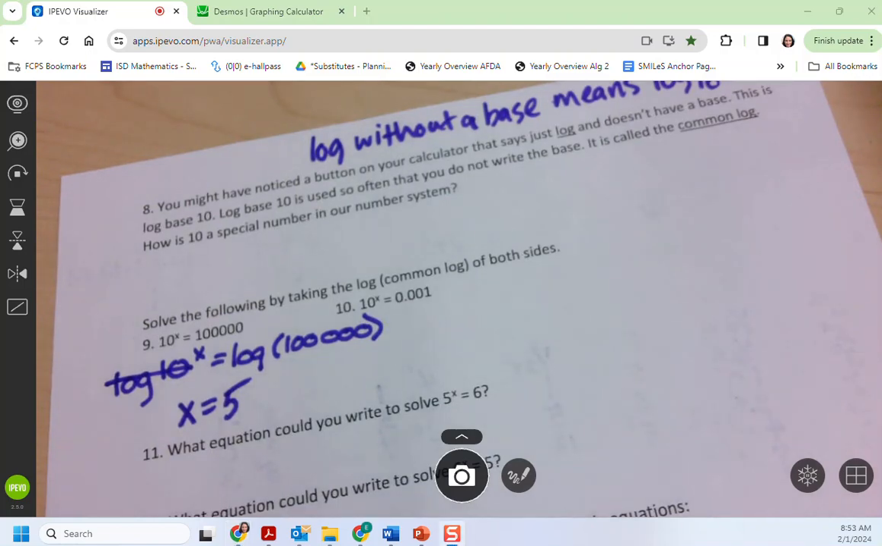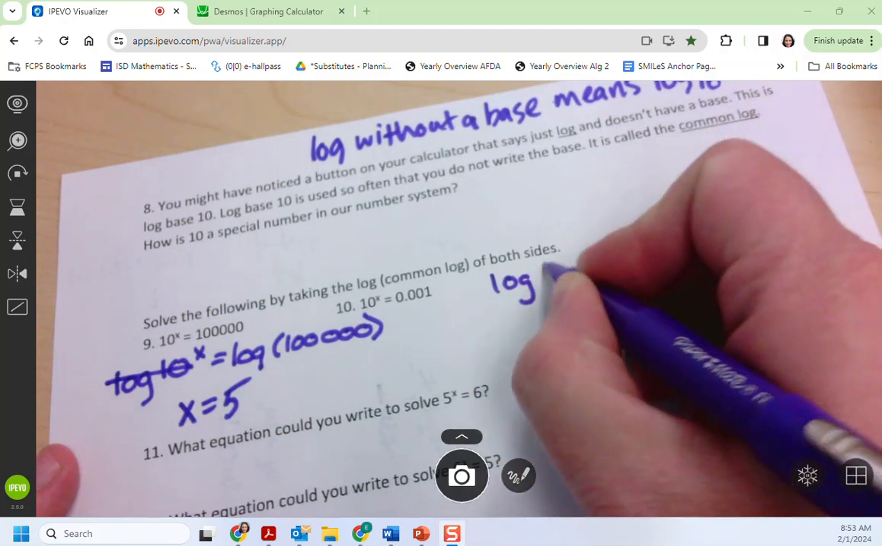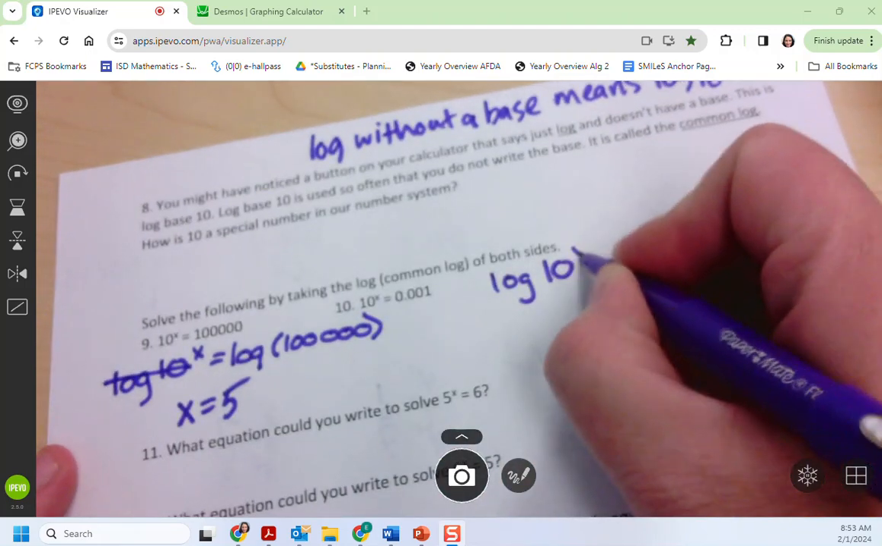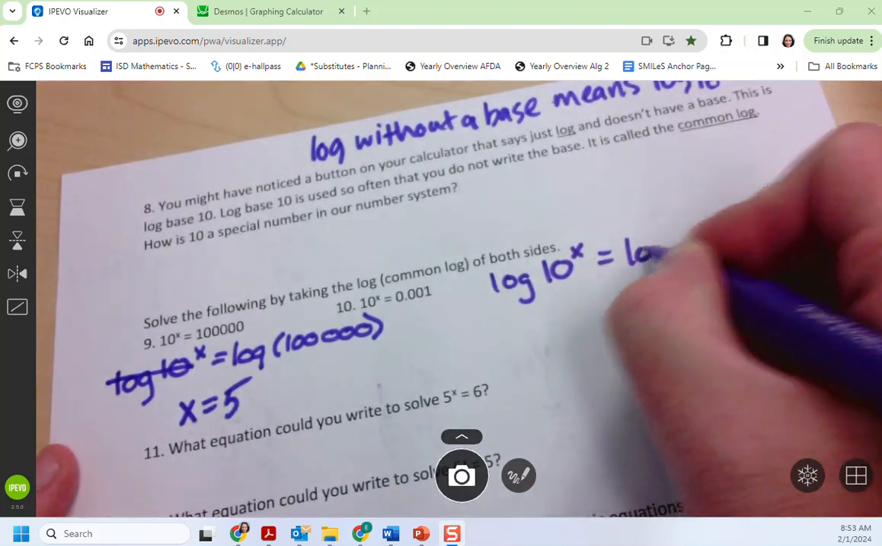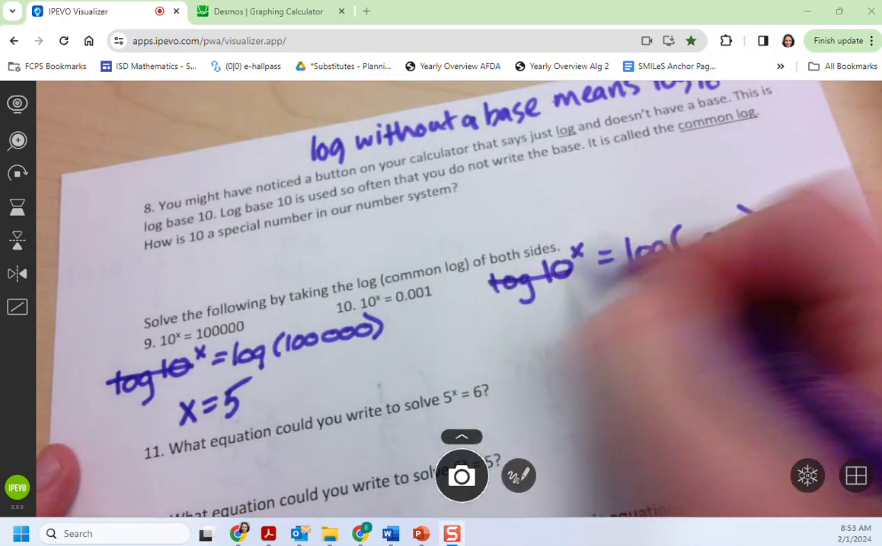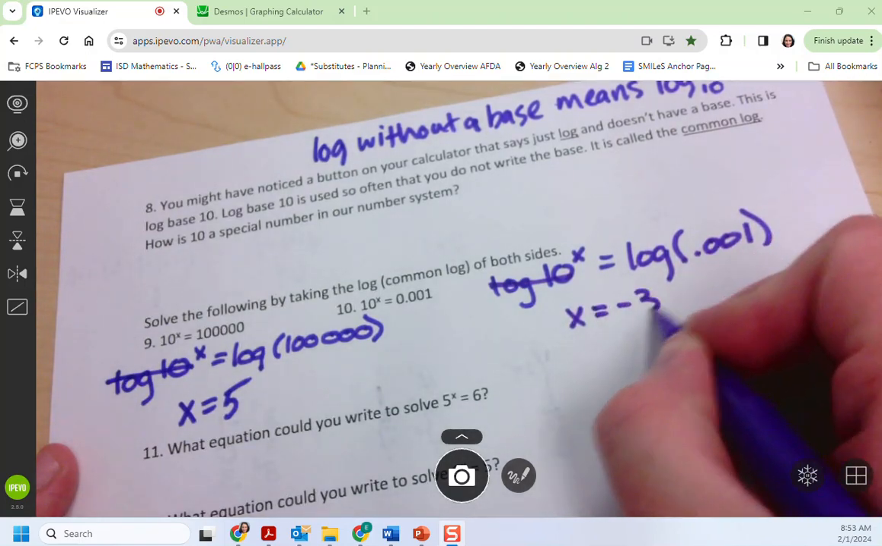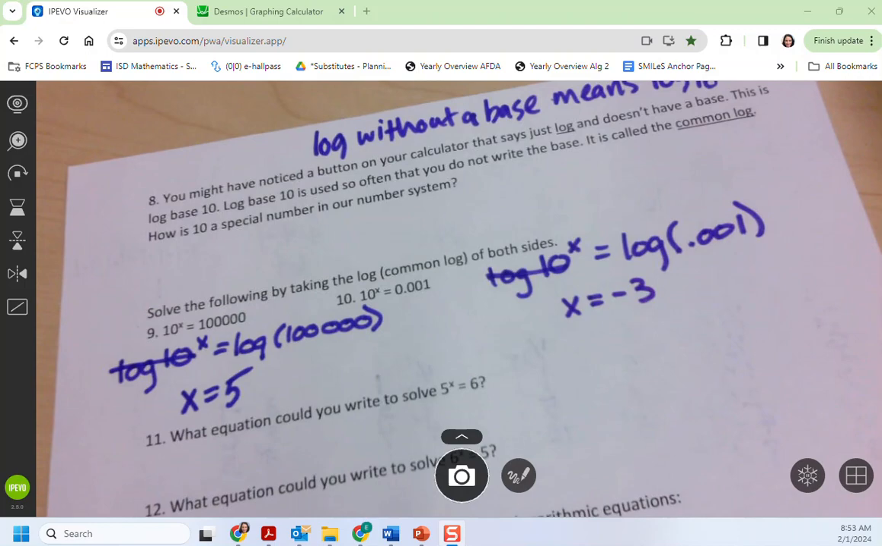Okay. So I do the common log on both sides. Remember, common log because 10 is a common number. And those cancel. And I get x equals -3. And I got that from the calculator.